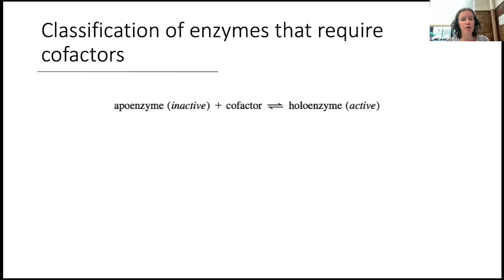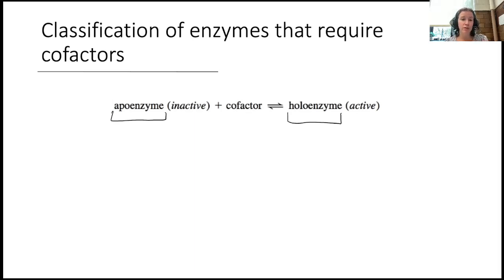A little bit of new vocabulary here, but it's not going to be a huge focus, so you can understand this language. When an enzyme uses a cofactor but is not yet bound to that cofactor, we call it the apoenzyme, and it is inactive. It cannot function. Once it binds its cofactor, either non-covalently or covalently, we call it the holoenzyme. It is active, it is complete and whole.